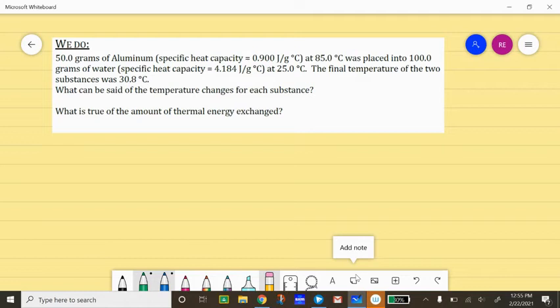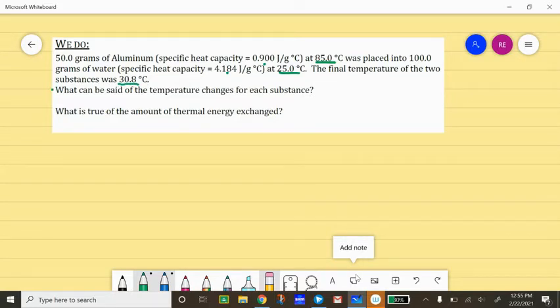So in this problem, we've got 50 grams of aluminum. We have a specific heat capacity of 0.9 joules per gram degree Celsius and a temperature of 85 degrees Celsius. We place that aluminum in 100 grams of water. Specific heat capacity of water is quite a bit higher, 4.184 joules per gram degree Celsius, but the temperature is also starting out lower at 25 degrees Celsius. The final temperature is 30.8 degrees Celsius.